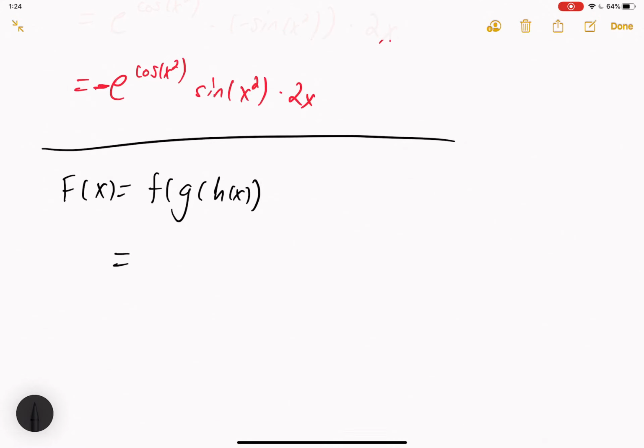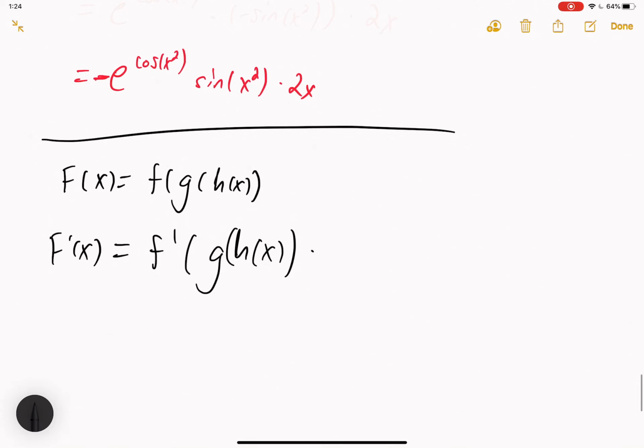And then basically what we did to find F prime of x was we took the derivative of the outside, evaluated at the inside. And then we multiplied by the derivative of the inside, so g prime of h of x. But remember that when we take another derivative of a composition, we take the derivative of the outside, evaluate it at the inside, and then lastly, again, we multiply by the derivative of the inside, so times h prime of x.